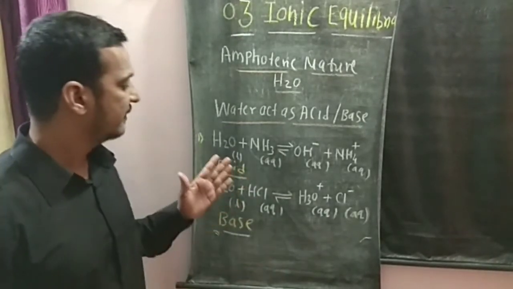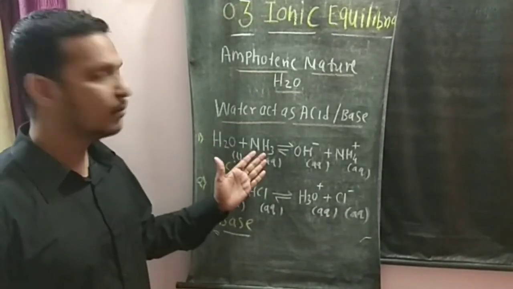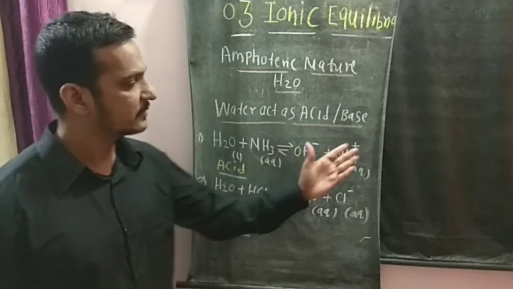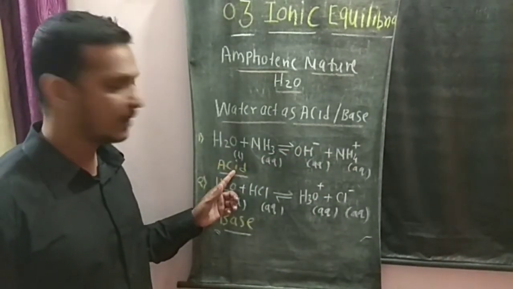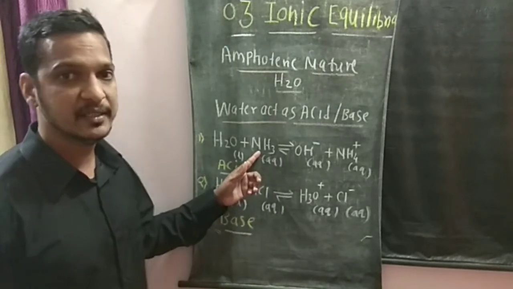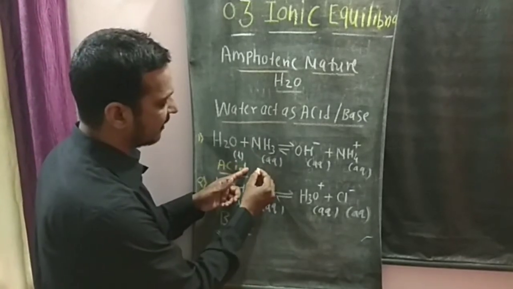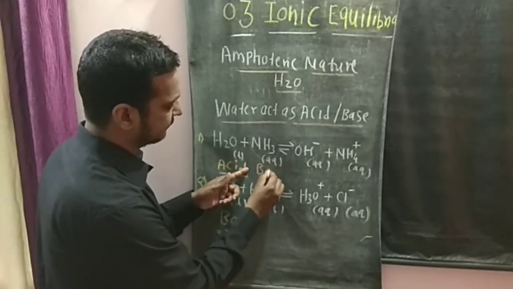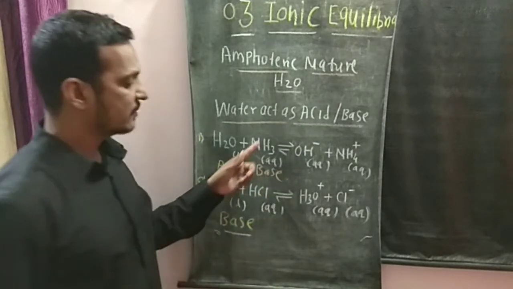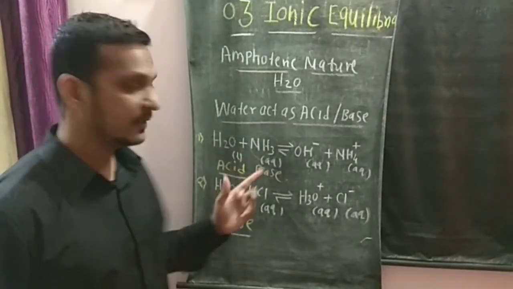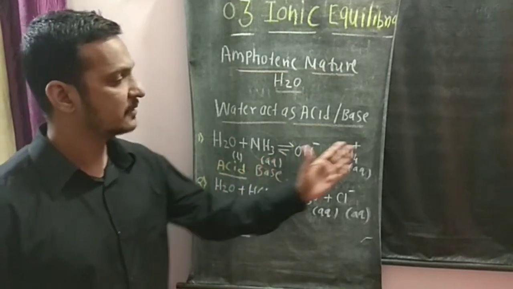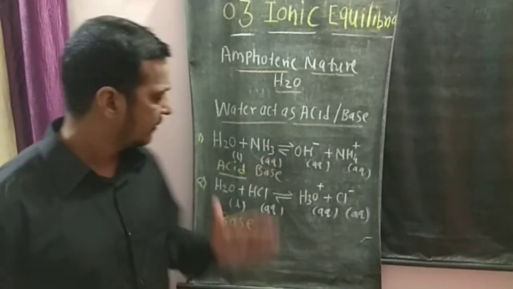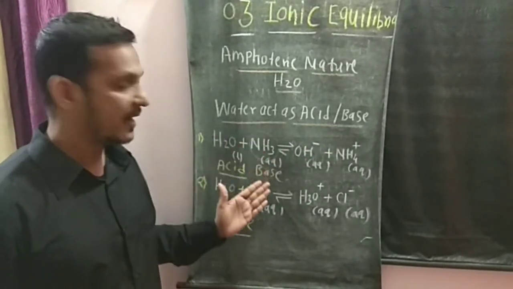For example, in the first case, water reacts with ammonia to form OH minus and NH4 plus. Here water acts as an acid because the opposite reactant NH3 is a strong base. So ammonia is a strong base, and because of that, water in the first case acts as an acid. Water reacts with NH3 to form OH minus and NH4 plus. Water acts as acid, ammonia acts as base.